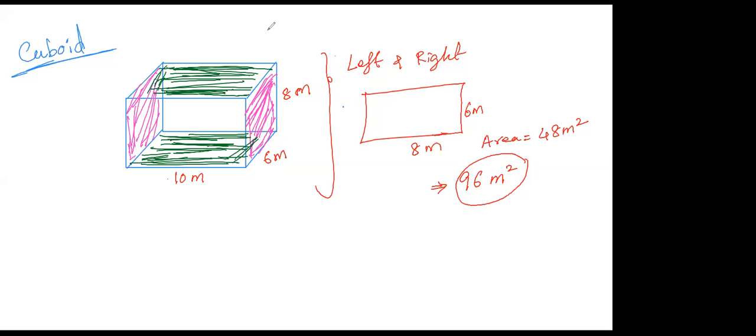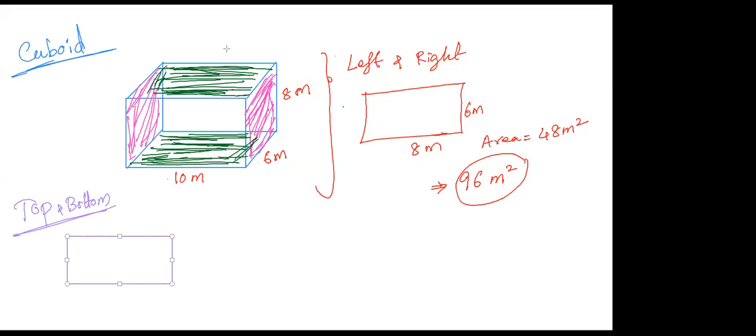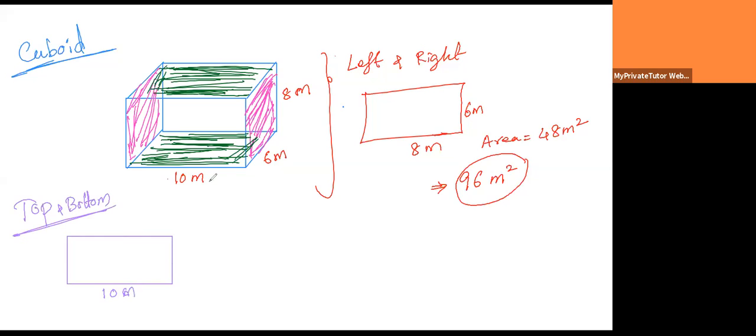Great. Now find the area of top and bottom. Can you please tell me the dimensions of the top and bottom rectangle? 10 meters and 6 meters. Yes, that's very nice.